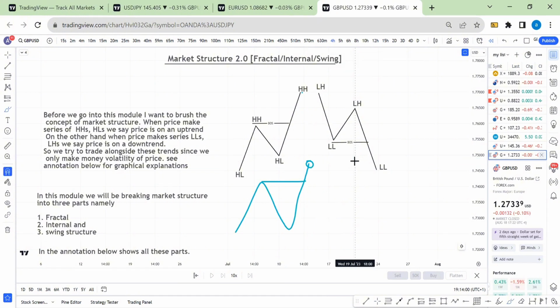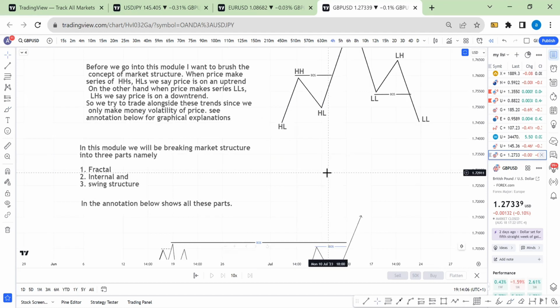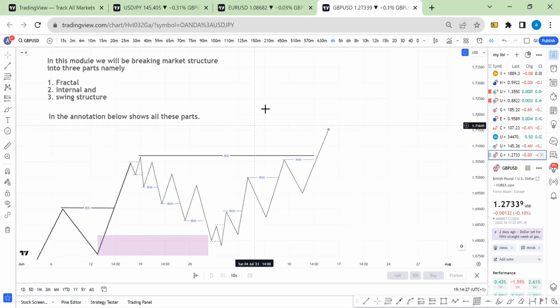This is what we are now breaking into three parts for easy recognition. We broke it into fractal, internal, and swing structure. So we have three major parts of this market structure: the fractal structure, the internal structure, and the swing structure. I will be doing all the explanation with this annotation that I have here.